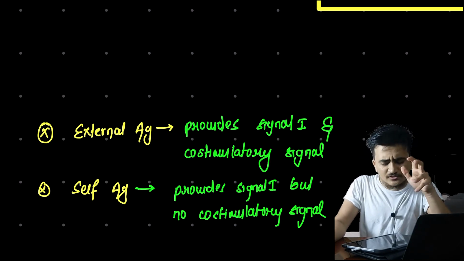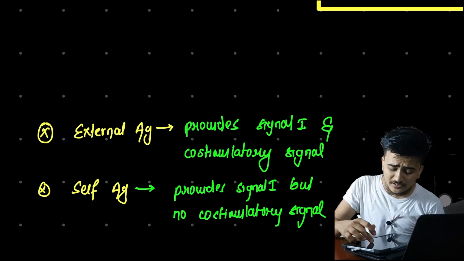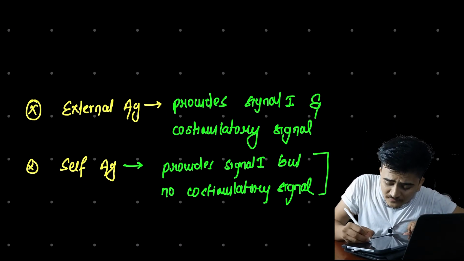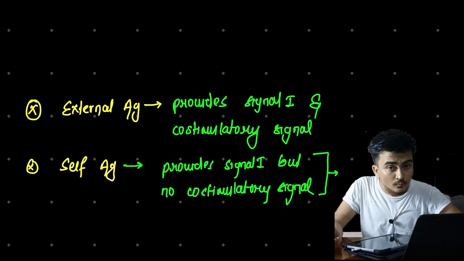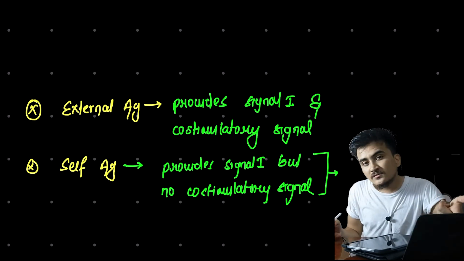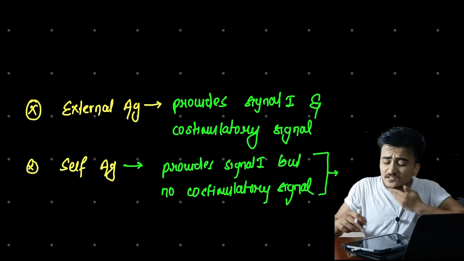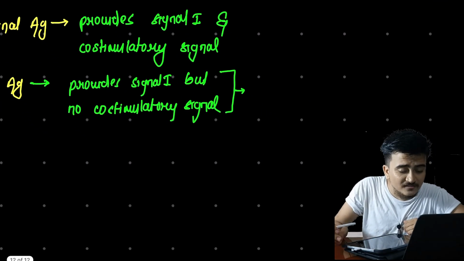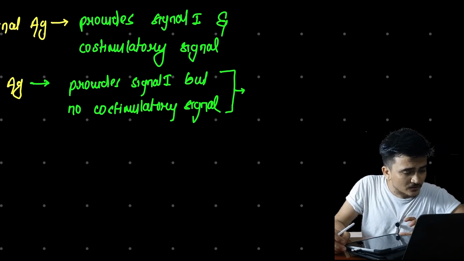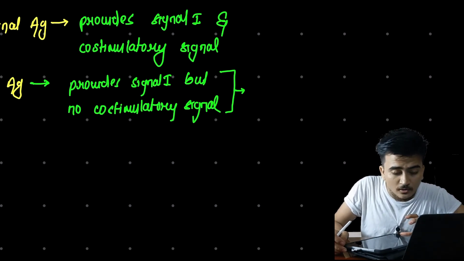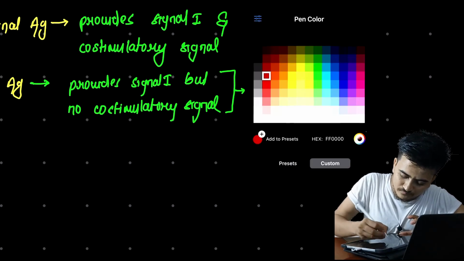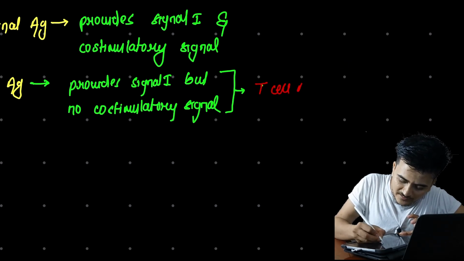Okay, let's talk more about self antigen. It was not providing co-stimulatory signal. That means, will there be activation of T cell? Obviously no, as we have already mentioned that for activation of T cell we require both signal 1 and co-stimulatory signal. There won't be activation of T cell, right? If there won't be activation of T cell, then what is the condition called? This is called T cell anergy.